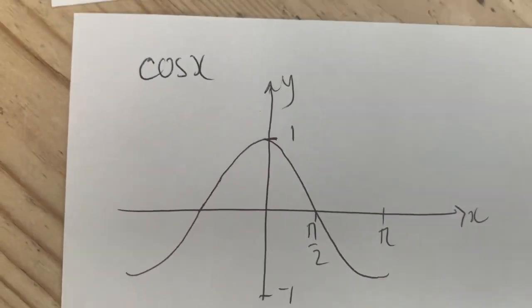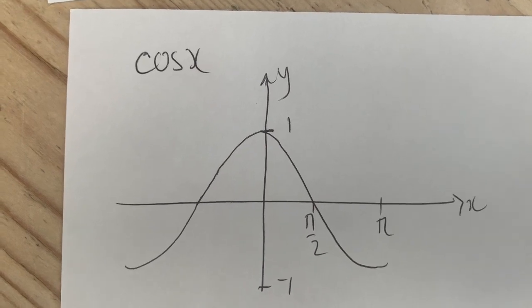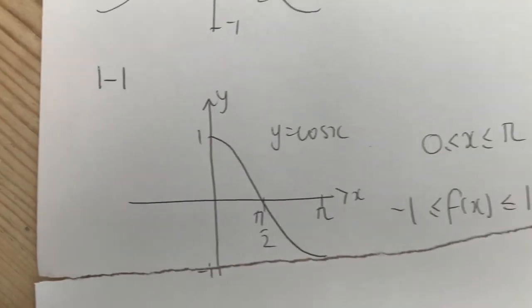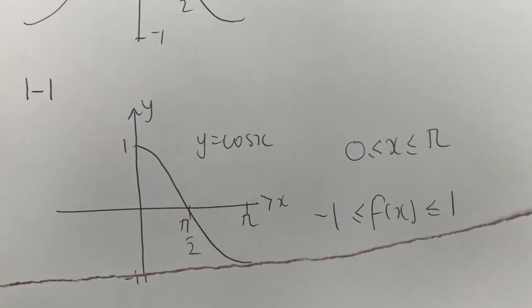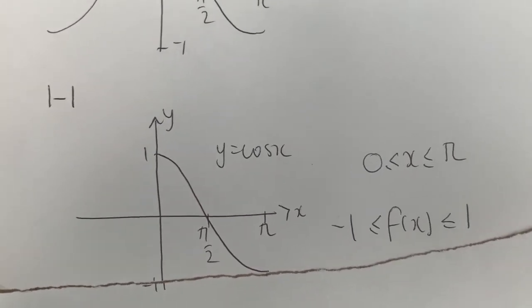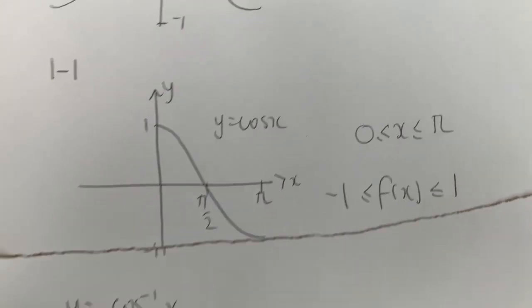Cos x. So there's your cos x graph, not a one-to-one. Define it to make it a one-to-one. Looks like that. x lies between pi and 0. Range again between 1 and -1.